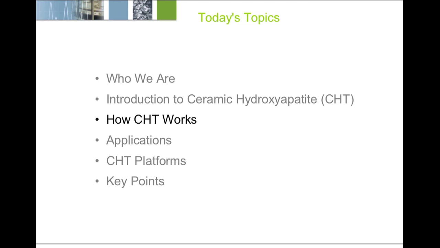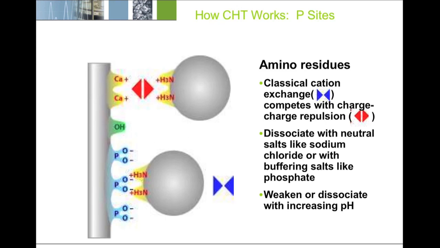Now let's discuss how CHT works. On the surface of CHT there are two sites, calcium or C sites and phosphate or P sites. The P sites work via classical cation exchange with the amino groups on the surface of proteins. These interactions are dissociated with either neutral salts like sodium chloride or by increasing buffering salts like phosphate. They weaken or dissociate with increasing pH.